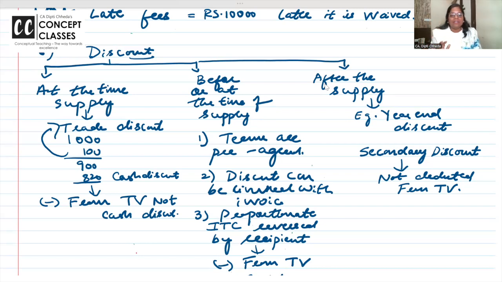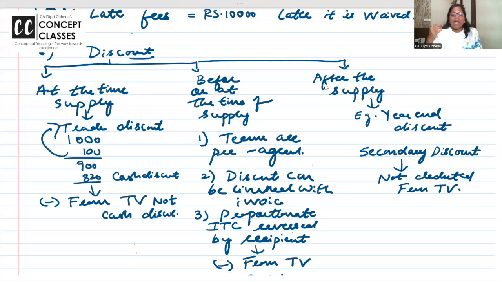Just write over there that if the discount is given at the time of or before the supply, it's like a trade discount. Customary, mandatory, given on 1,000, 10%, 900. So the trade discount you have to minus from the TV, that is the transaction value.